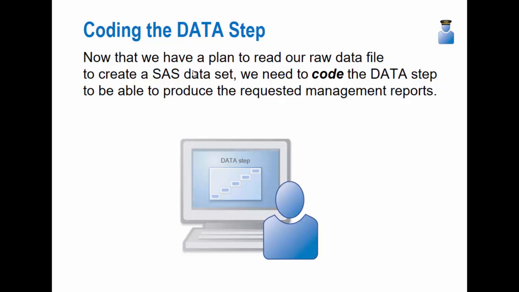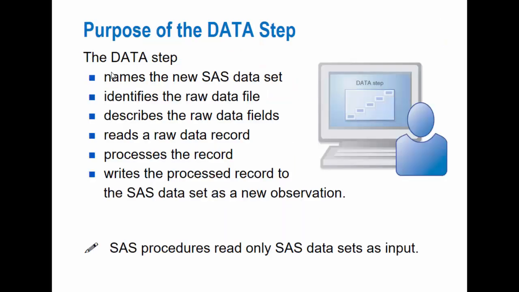Okay, so the coding of the data step. Now that we have the plan to read the data, we need to code the data step, and the data step has these things that we have to do. We have to specify the name of the new SAS data set. We're bringing in the raw data. Now you're going to have to save it somewhere as a SAS data set.